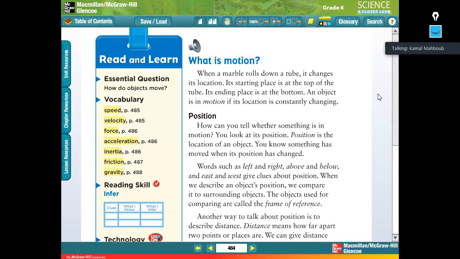Okay, welcome back everyone. Open your book please, page 484, to take a new lesson today about motion. Now let's start with this question, guys.